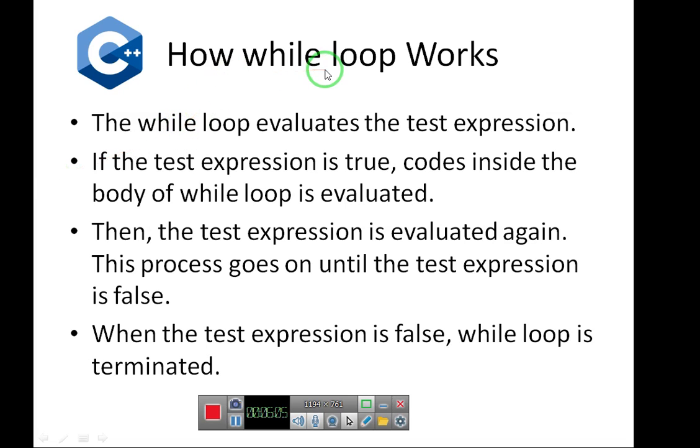So how does while loop work? The while loop evaluates the test expression initially. After the keyword we have a test expression, or you can say the condition. If the test expression or condition is true, the code inside the body of while loop is executed. Then the test expression is evaluated again. This process goes on until the test expression is false. When the test expression is false, the while loop is terminated.